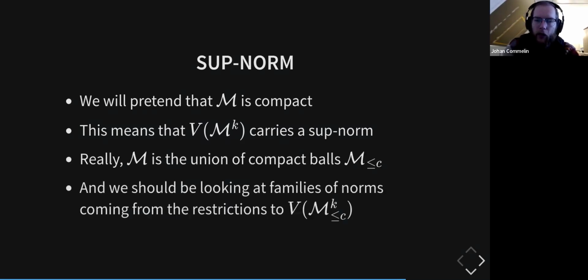And like I said, it's really those balls of radius C that are actually compact. And so really, we should be looking at restrictions to the ball of radius C, look at the norm of that. This gives us a whole family of norms and work with this family of norms at all times. But I'm going to simplify the presentation and just work with one norm and pretend that all of M is a compact space.